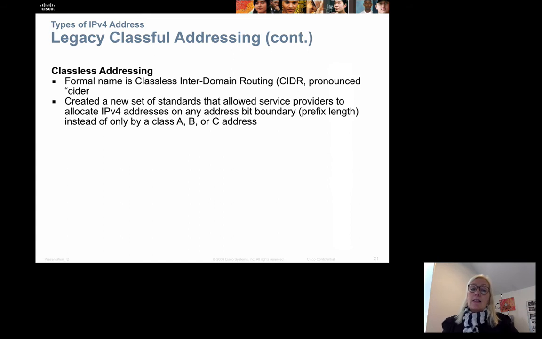The classless addressing, where we don't really look at these classes anymore, is called classless interdomain routing, or CIDR. So here we don't think about whether it is a class A, B, or C. We just look at the prefix, which means the subnet mask.